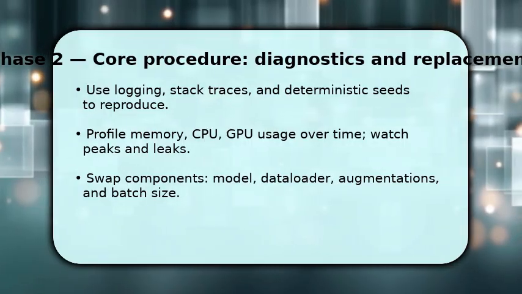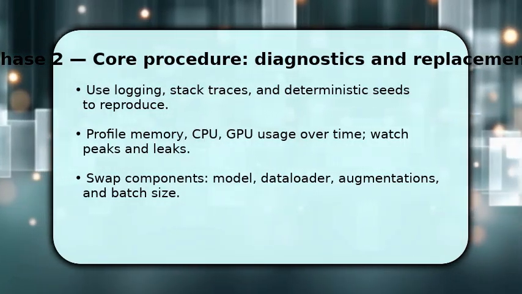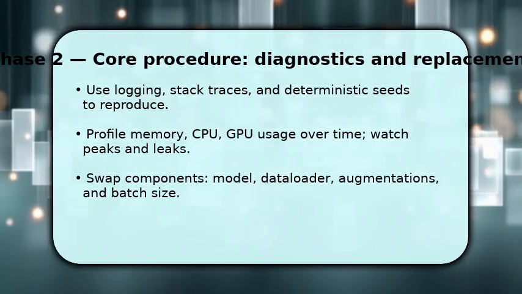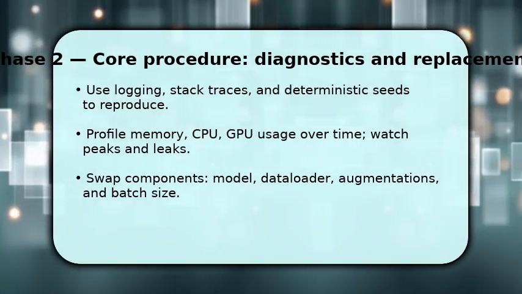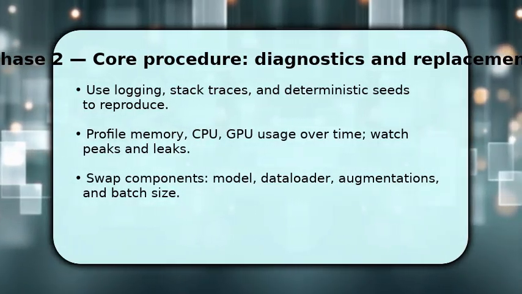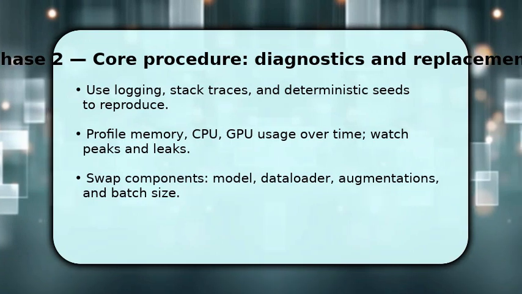Once you see the pattern, substitute components one at a time: a smaller model, different data loader, or disabled augmentations, and change batch size. This pinpoints whether the bug is code, data, or resources.